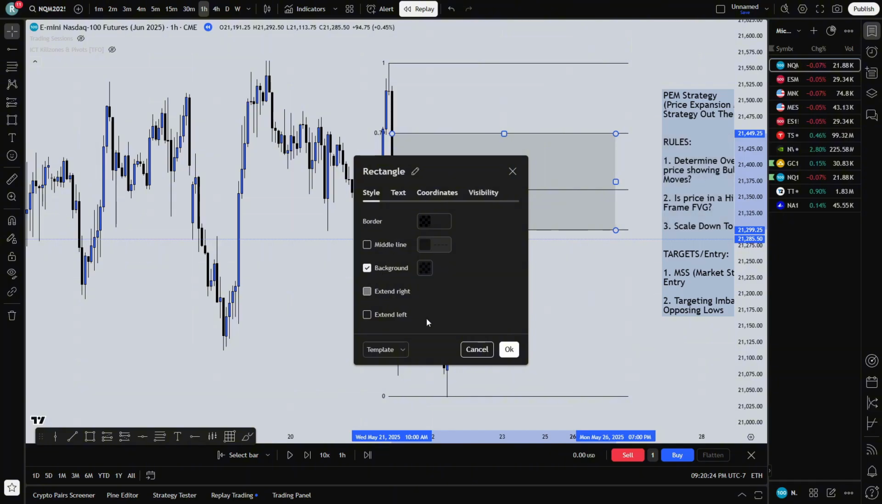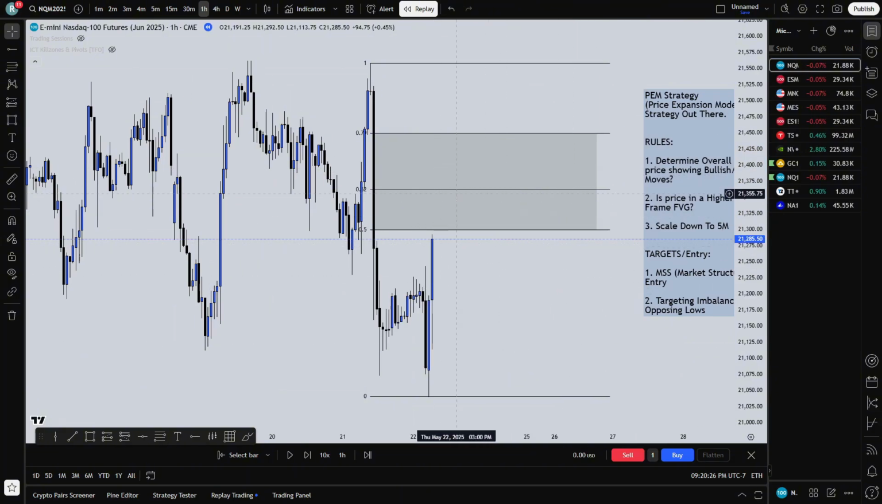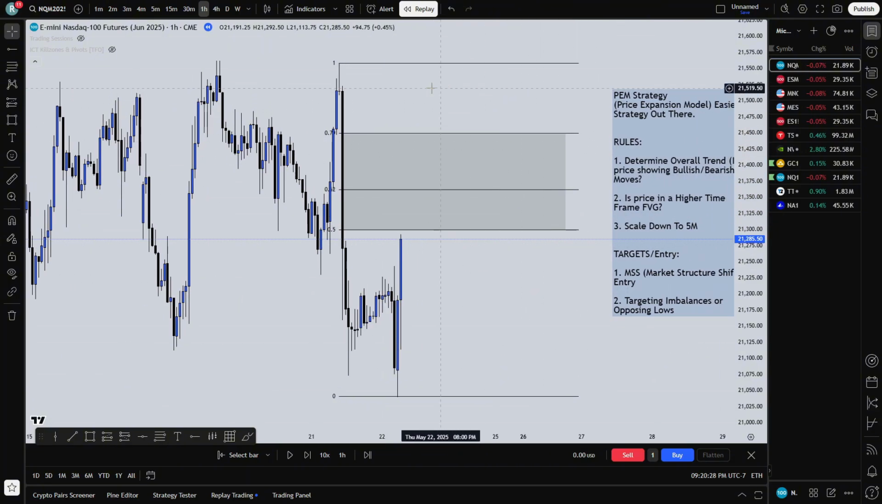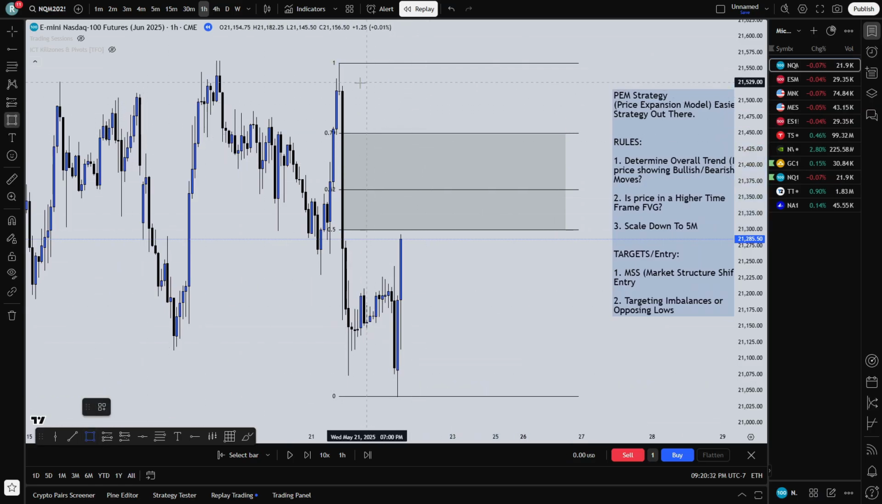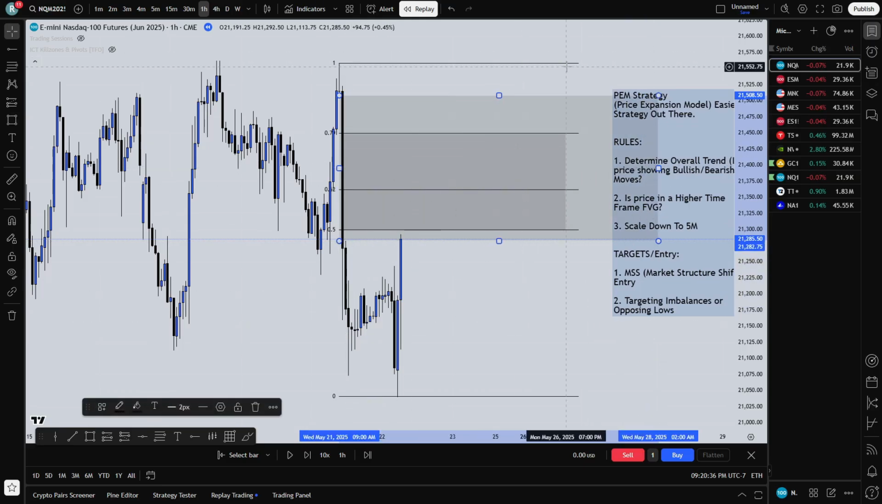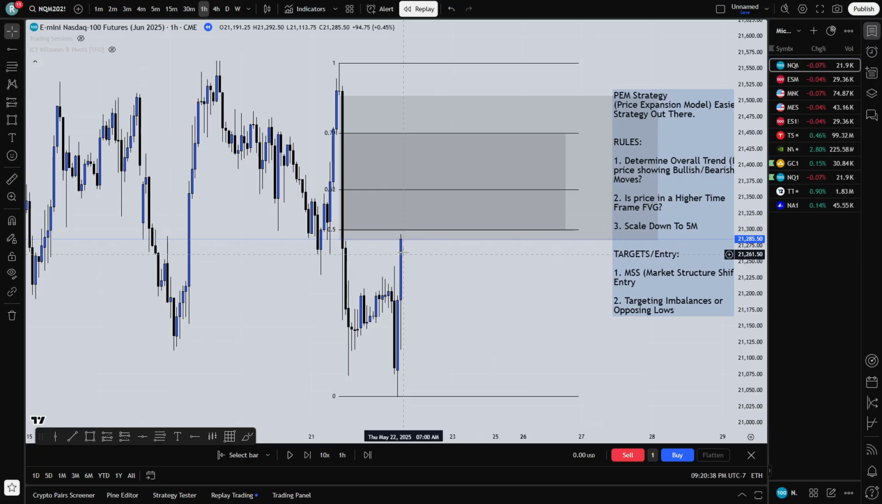And basically what I'm looking for is a reversal because we have a higher time frame fair value gap on the 1 hour. As you can see, we have this huge fair value gap here. So I want to see price respect this fair value gap, continue lower inside this zone here. This is called our OTE as well.